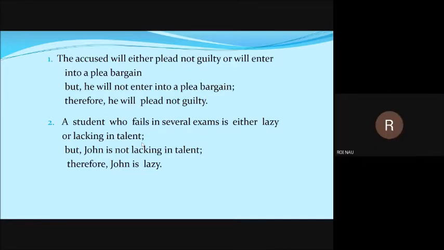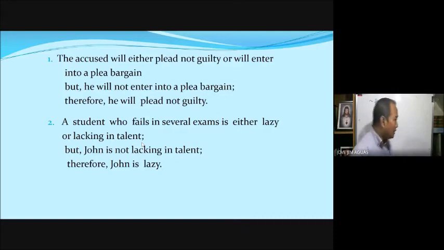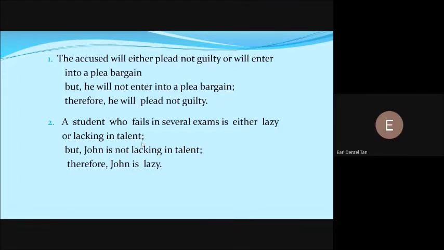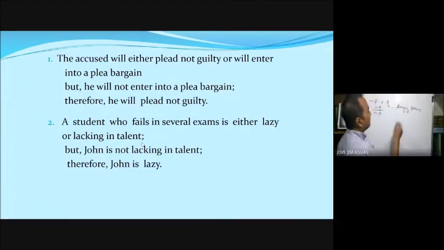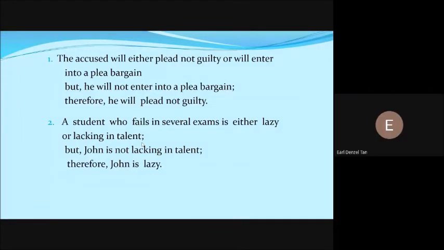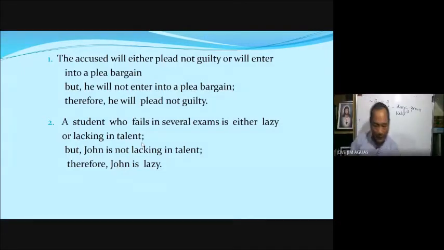Now, what did he do? Deny, accept. This is the denying process. Is it valid? Yes, it's a valid syllogism.